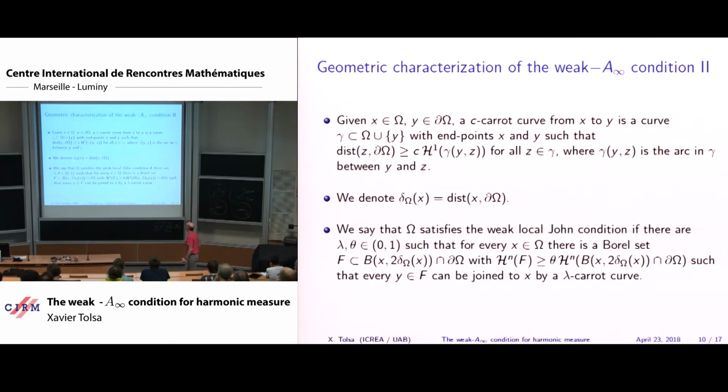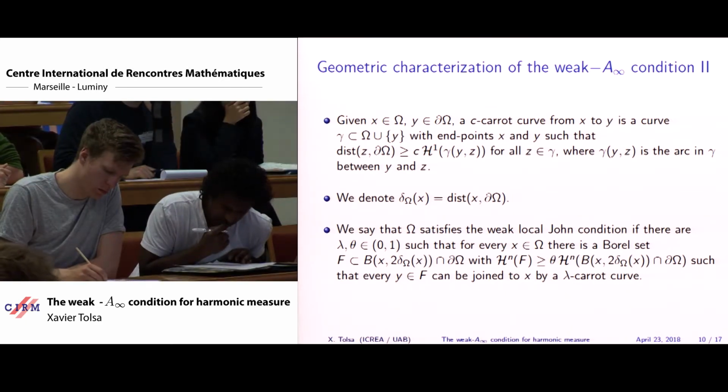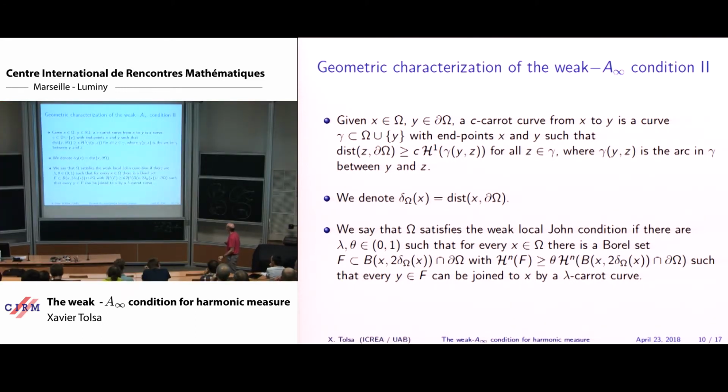Also, from now on, to shorten the writing, we will write delta sub omega of x for the distance of x to the boundary of omega. So delta omega of x is this. And now comes an important definition, which is this one about the weak local John condition. We say that omega satisfies this weak local John condition if there are lambda and theta in (0,1) such that for every point x in omega, and given this ball, so let me do a drawing.